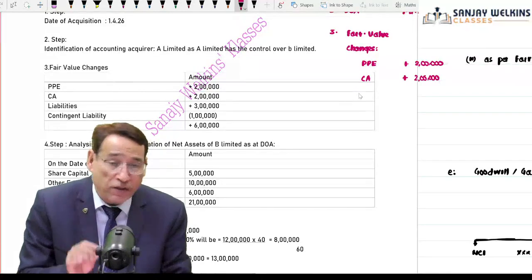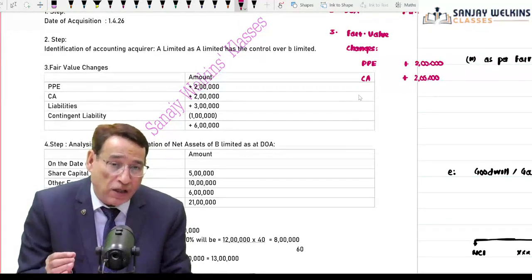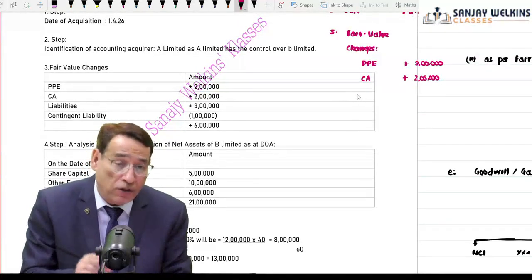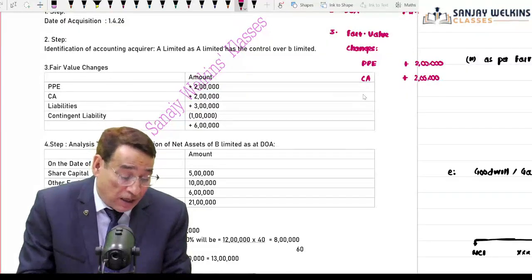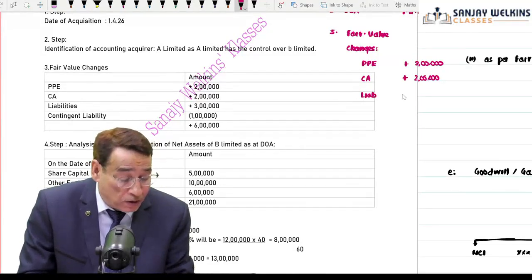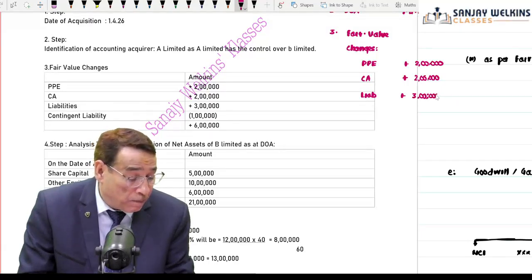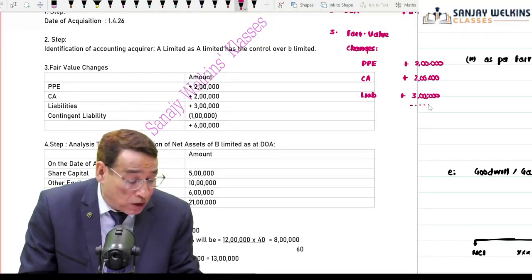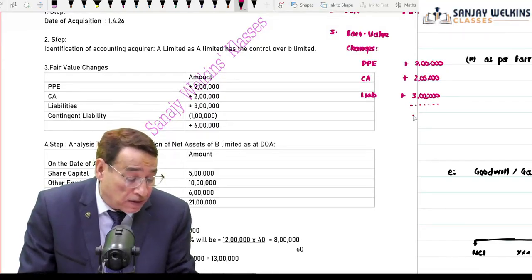Besides that, there was another piece of information with respect to liability. The fair value of the liability was determined at 7 lakh. So again, it is a gain because the value of the liability is coming down. So it is a gain, correct? I'm going to write here 3 lakh. So the total gain is 4 plus 3, 7 lakh.